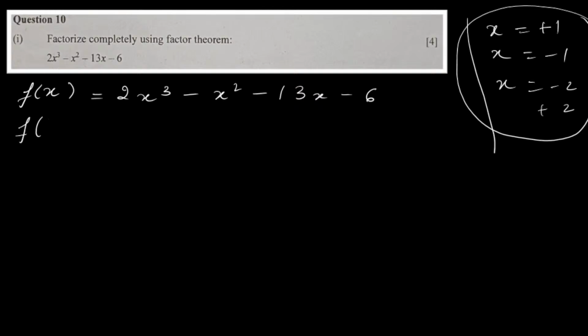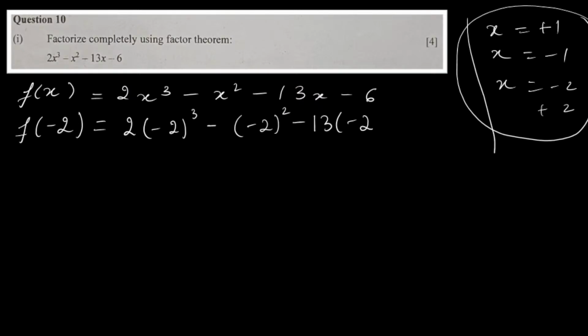x is equal to -2. So 2 into -2's cube minus -2 square minus 13 into -2 minus 6. So this will become -16, because -2's cube is -8, and -8 into 2 is -16.